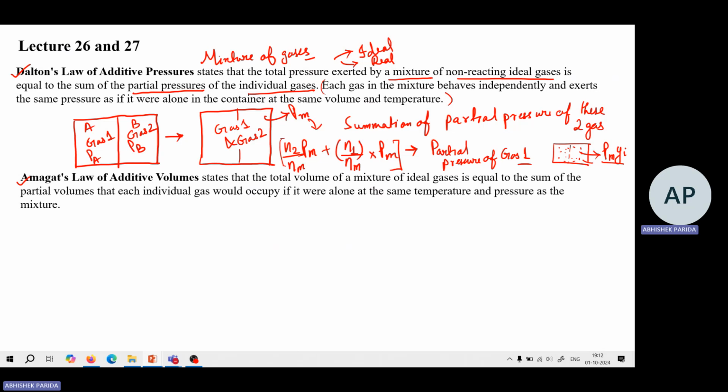Now, the second law that we covered was Amagat's law of additive volumes. What does it say? Amagat's law of additive volume says that the total volume of a mixture of ideal gases is equal to the sum of the partial volumes that each individual gas would occupy if it were alone at the same temperature and pressure as the mixture. This is the thing you need to notice, and I will explain it to you.